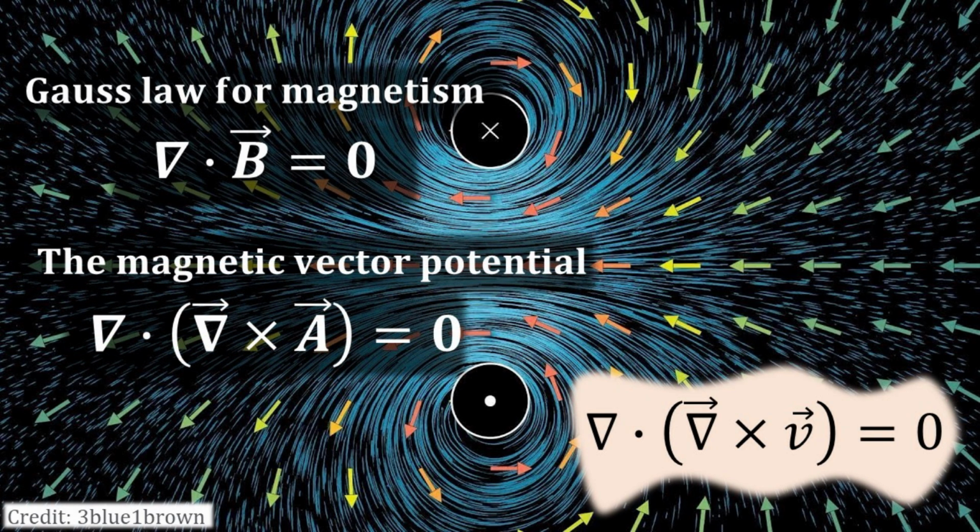Drawing the analogy here, it implies that a natural way of writing the magnetic field B would be as a curl of a vector field. In electromagnetism, the vector field A is known as the magnetic vector potential. Such a redefinition then ensures that the magnetic field will always be divergenceless.